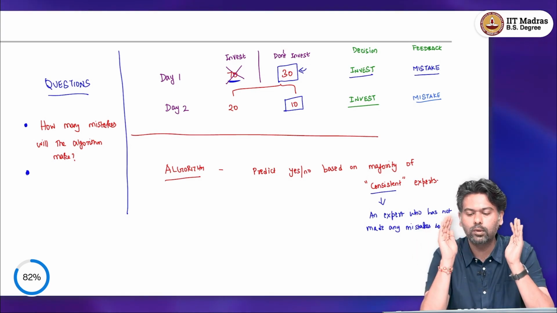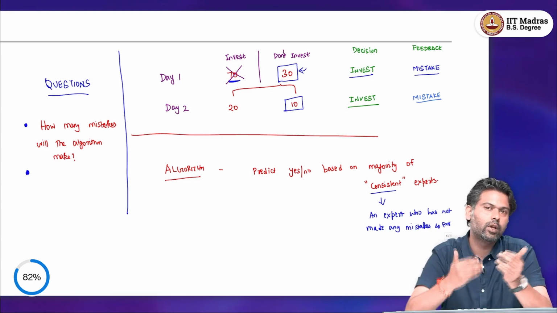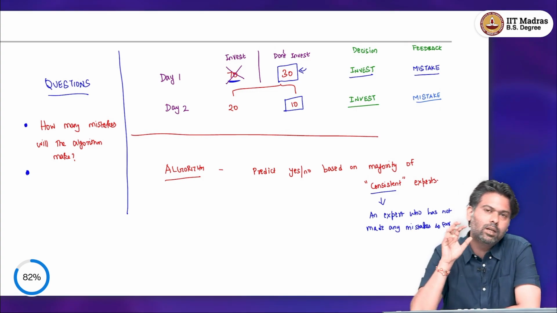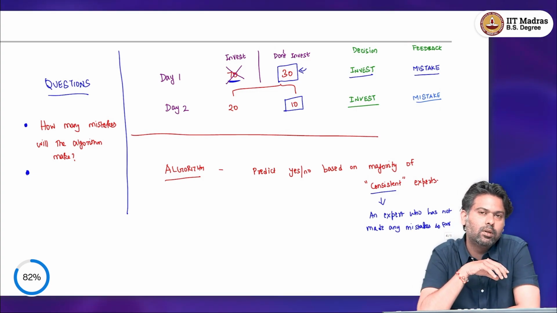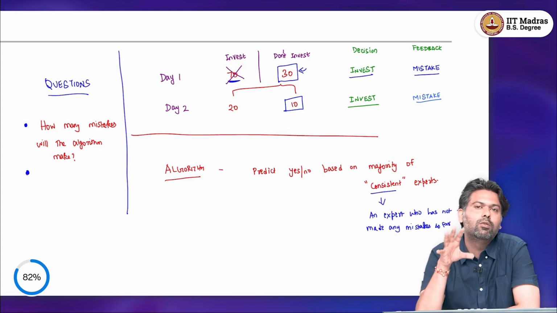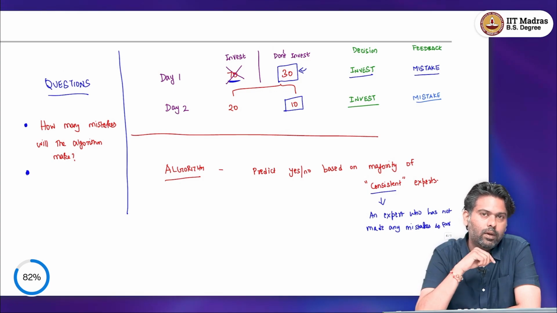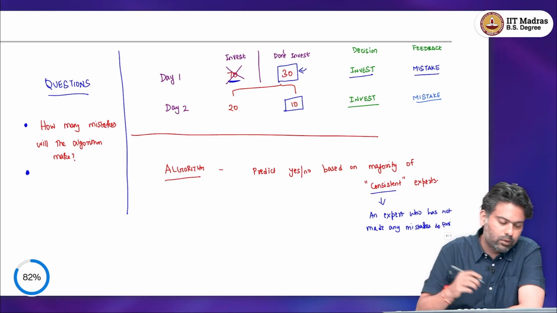I want all of you to think about this and figure out, in the worst case, how many mistakes can this algorithm make, right? So if you want to make this algorithm make as many mistakes as possible, how many can you force this algorithm to make? That's the first question, and I will let the live session answer that question for you.